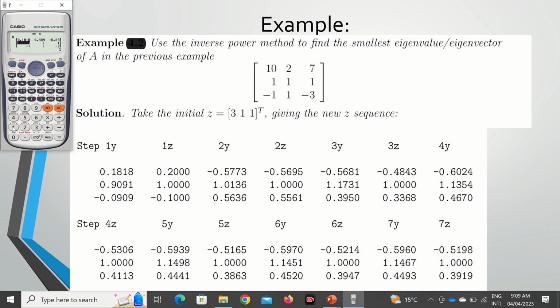Okay, next value. Next value. Tell me the next value, come on. Okay.